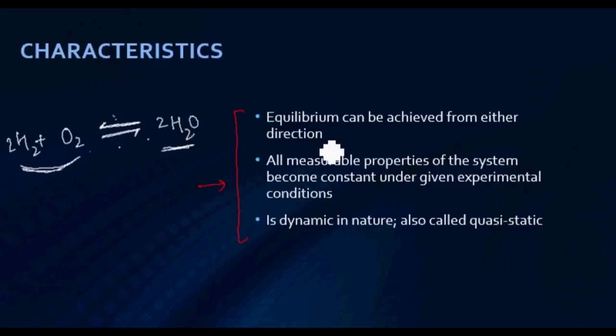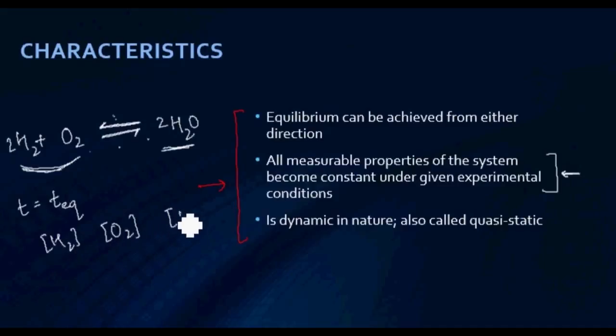The next point, that all the measurable properties become constant, you will understand more as we go along with the chapter, but for now you have already understood that the concentrations become constant, that once equilibrium has been established, that is time equal to TEQ, after this time the concentration of H2, like molarity or mole fraction, any property like pressure, partial pressures, all of them will become constant and they will not change anymore.